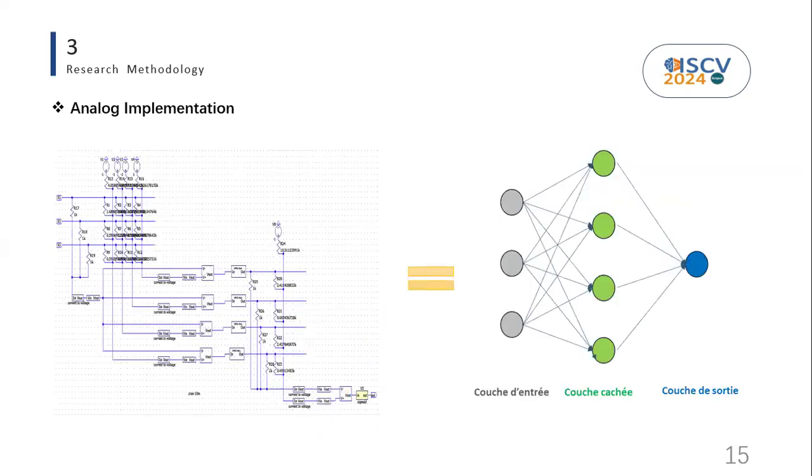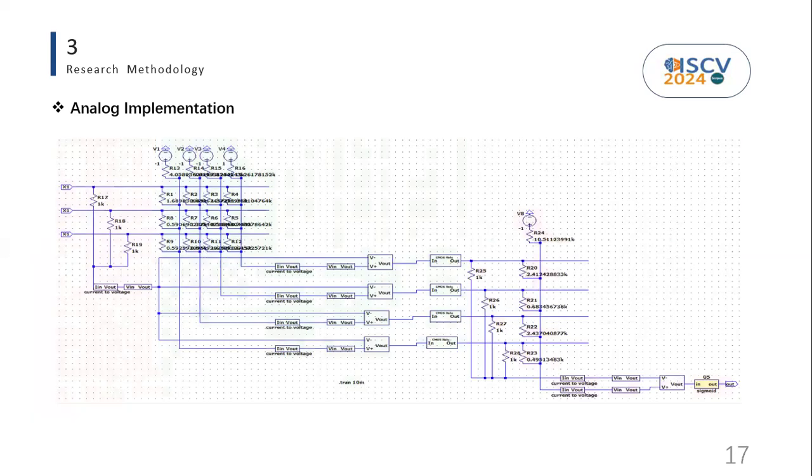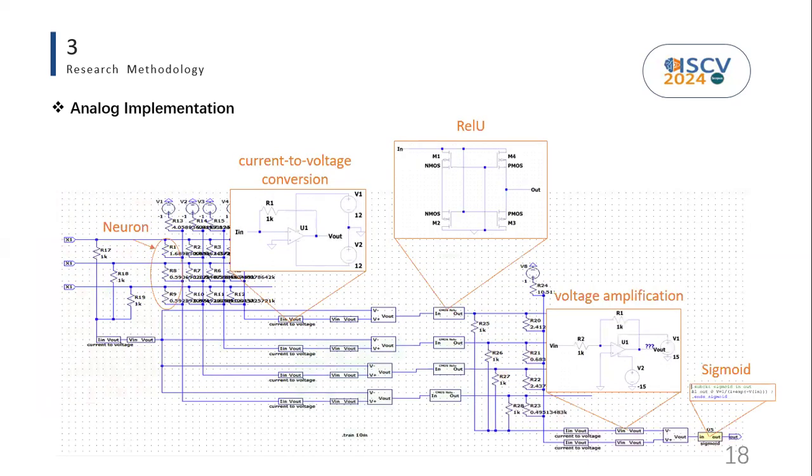Here we present the analog circuit implementation of our ANN architecture realized using LTSpice software. The circuit comprises the three fundamental layers mirroring the architecture of the ANN. Each layer of the circuit consists of various components. Neurons are represented by resistors, while the activation function is implemented using CMOS technology. The sigmoid function is implemented using SPICE code to ensure high precision. Additionally, there are blocks for current to voltage conversion, voltage amplification, buffering, and more.